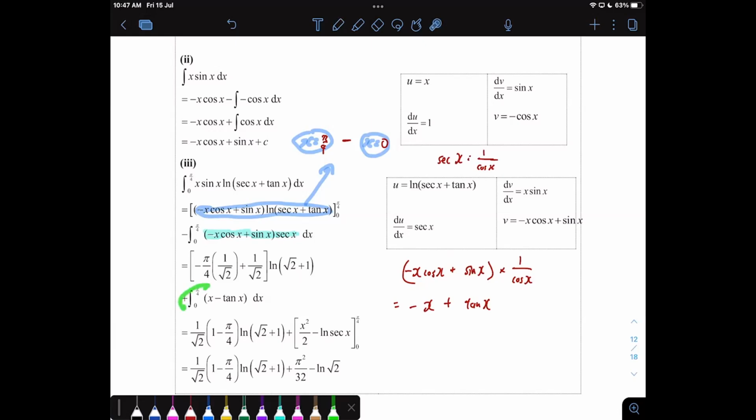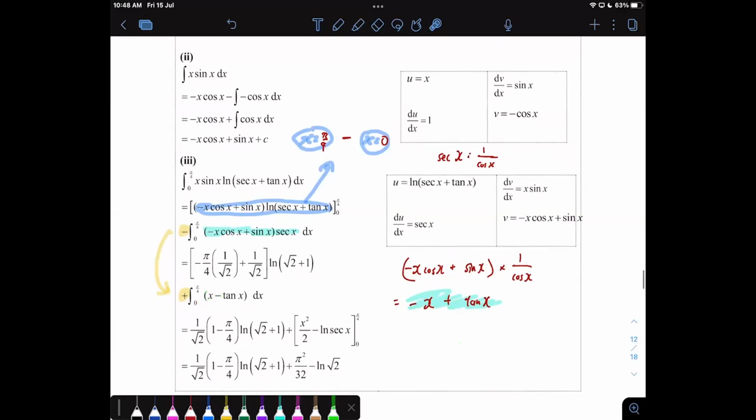Now this other part here is just the integral from 0 to pi by 4 of x minus tangent x. But how come just now I got minus x plus tangent x, and here it is x minus tangent x? What happened? They changed the minus to plus. So they factor out a negative sign. They did an extra step. If you factor out, minus becomes a plus, plus becomes a minus. That's how you get positive x and negative tangent x.